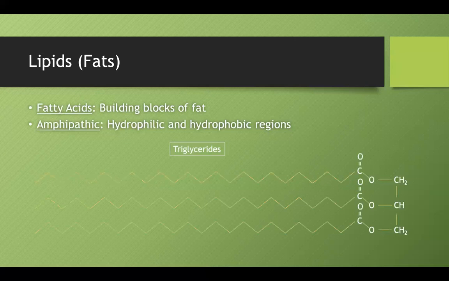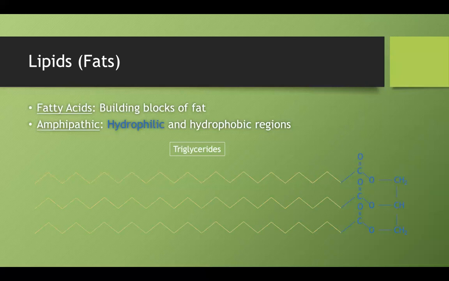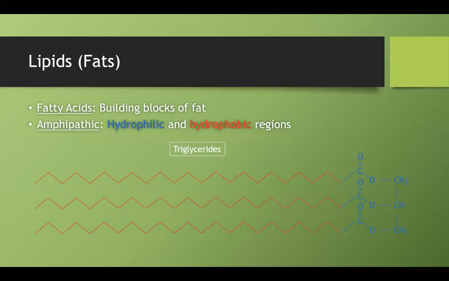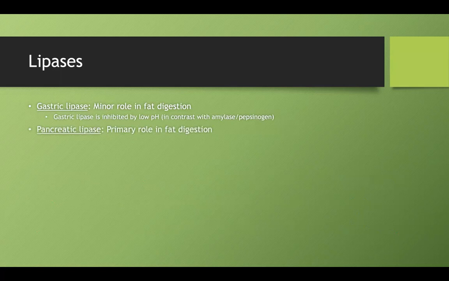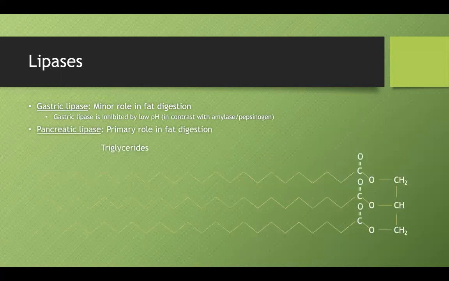Triglycerides are three of these connected to a glycerol backbone. And again, you can notice triglycerides are amphipathic. They have a hydrophilic end and a hydrophobic end. And if we break down triglycerides, actually, let me talk about gastric lipase really quick. Gastric lipase is produced by our chief cells in our gastric mucosa. And they have a minor role, whereas pancreatic lipases play the primary role in fat digestion.